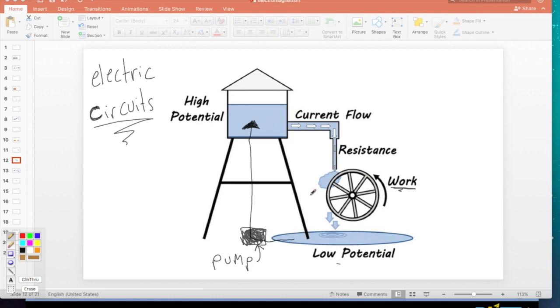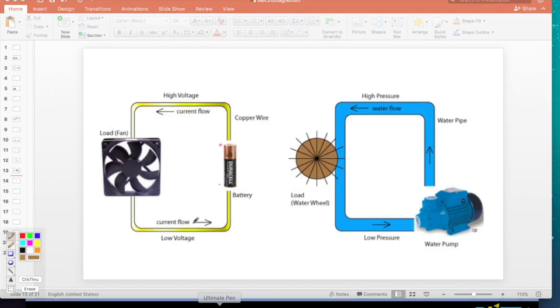So why am I talking about water flowing in this way? Well, it turns out that electricity, electrons flowing, works the exact same way. So here you can see on the right side of my diagram, it's just another simplified diagram of water flowing. The water pump does what? It gives the water high amounts of potential energy.